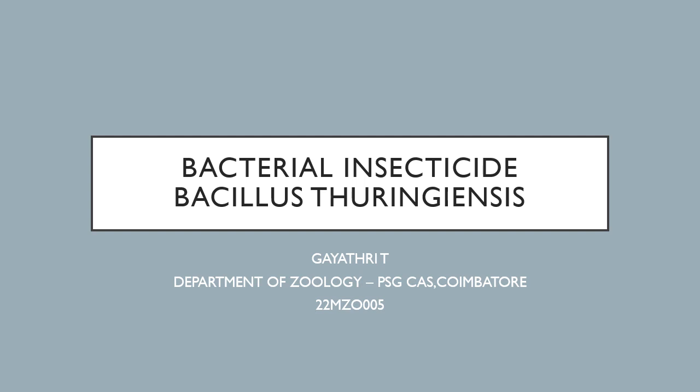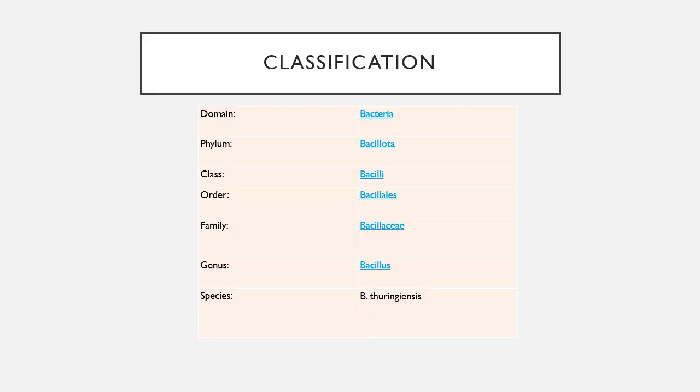In this video, we are going to see about the bacterial insecticide Bacillus thuringiensis. Look at the classification. It comes under the domain Bacteria, phylum Bacillota, class Bacilli, order Bacillales, family Bacillaceae, genus Bacillus, and finally it comes under the species Bacillus thuringiensis.